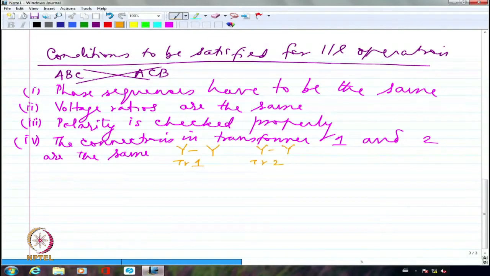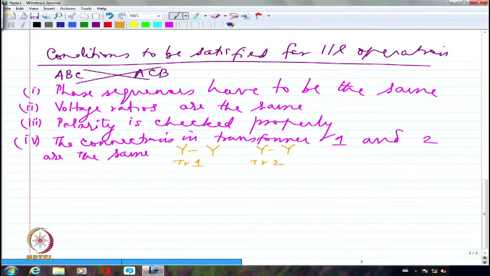So whenever we operate two transformers in parallel, last time this experiment was removed from ELL 203. I am trying to see whether it can be included again so that you understand the parallel operation of transformer. The first and foremost thing that we do is to check the polarity.